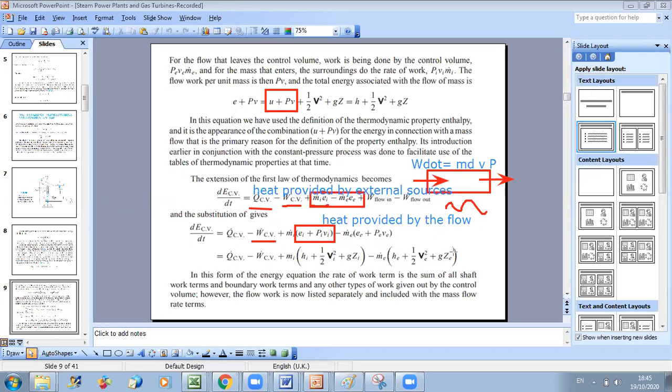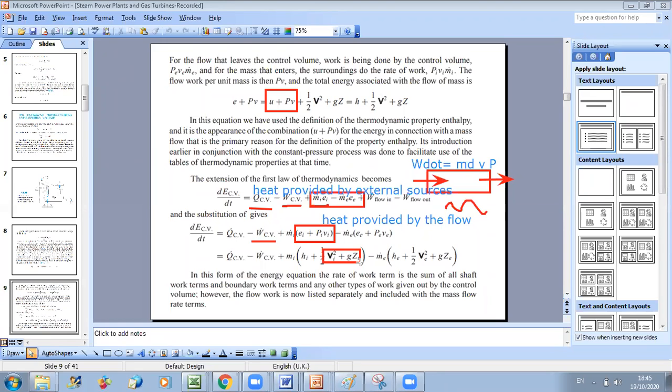Now, in general, if they don't give you information, you neglect velocity. In general, kinetic and potential energy will be negligible unless they give you data about them. If they give you the inlet and exit velocity and the elevations, it will be good to include them. But you will see in problems that even if I include them, their effect will be very small, because in the systems we will deal with, such as steam power plants, the dominant effect is for the enthalpy.